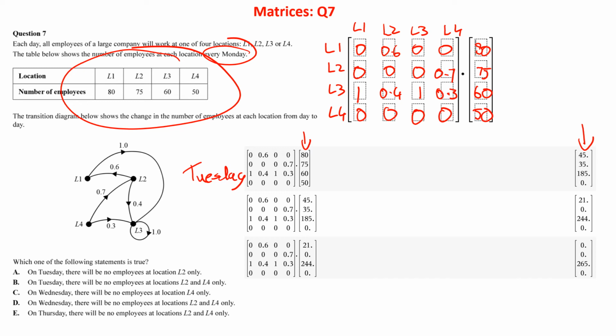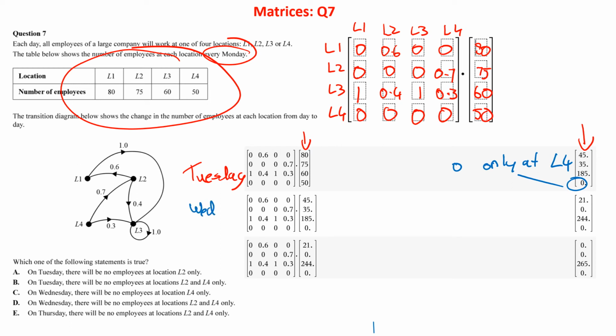What this is showing is that this part here is 0 only at L4 on Tuesday. Do we have no employees at location 2 on Tuesday? On Tuesday, no employees at locations L2 and L4 only. So it's not, because it's only at L4. Let's now go to Wednesday.